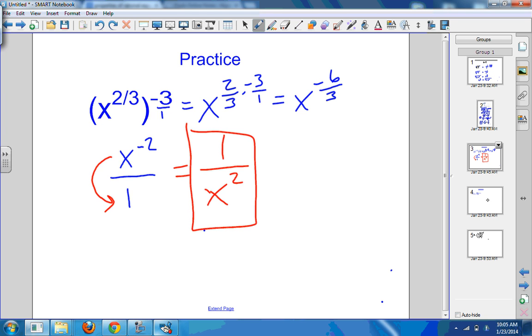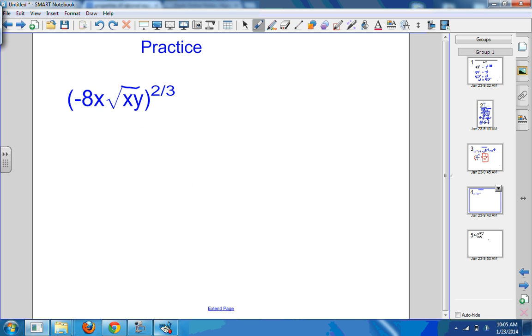So, here we have negative 8x times the square root of xy to the power of 2/3. Alright, so we have a lot more going on in this problem. So we have a superpower here. We know that we have to distribute this to everything inside here, right? So we can rewrite this as negative 8 to the 2/3 power times x to the 2/3 power times, I'm going to rewrite this.